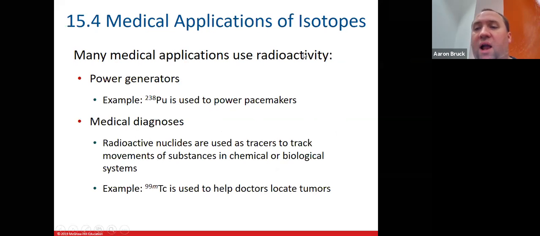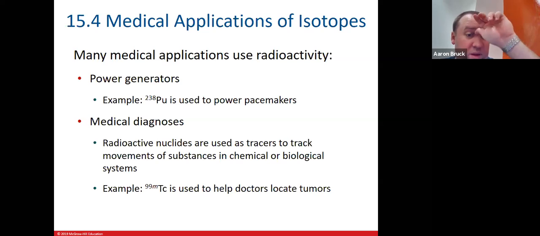Now, what are some other applications? So radiocarbon dating is a really cool one. What are some other ways that we can use radioactivity and isotopes to do cool things? Well, one of the things that they can do is medical applications. For example, power generators. The isotope plutonium-238 is used to power pacemakers. And so it delivers an electronic pulse as it decays. That is what allows a pacemaker to do its thing.